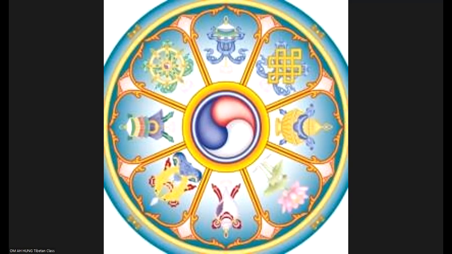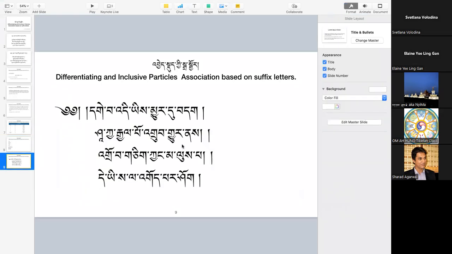Before we end this, let me read the verse of dedication. This is a verse of dedication. It's not by me. It's already there. It's a verse of dedication to Lord Shakyamuni.